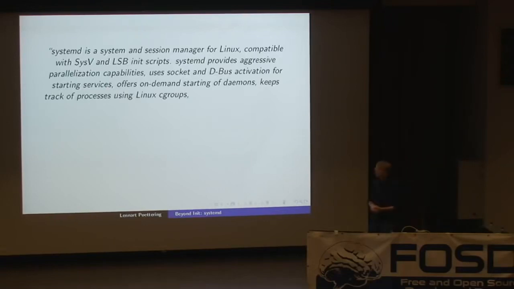Process is probably, I hope that everybody knows what a process on Linux is. But what does systemd mean? It keeps track of it using Linux cgroups. Linux cgroups is a new kernel interface that was introduced, I don't know, 10 versions ago. cgroups is short for control groups. What that really precisely means, I have a couple of slides about this later.